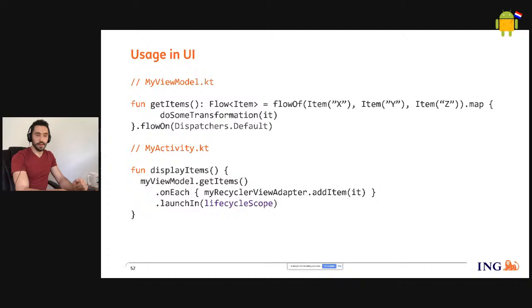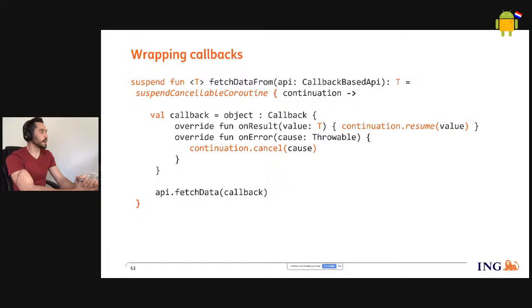Another thing that I wanted to talk about is wrapping callbacks. This is one of the ways to wrap a callback-based API using a coroutine. The coroutine builder called suspendCancellableCoroutine allows us to resume the coroutine only once. So if we have a callback that is going to be called multiple times, we cannot use this because it will crash. It will crash with an exception saying that this coroutine was already resumed, or it was already completed. So we cannot really use it for callbacks that produce multiple events.